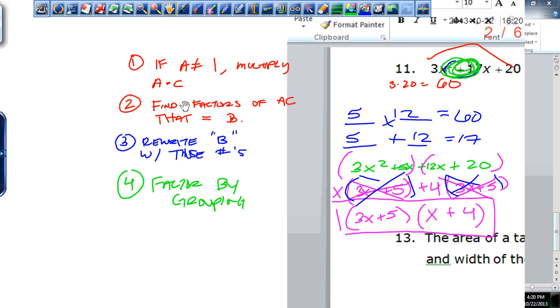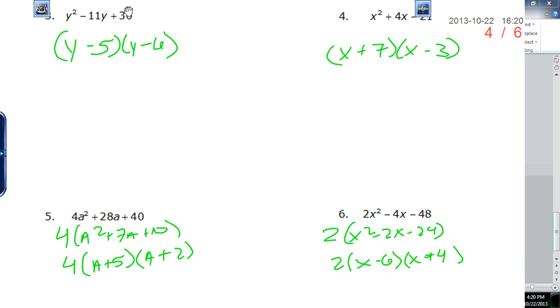Now we're going to be doing if A does not equal 1. So we're first going to multiply A times C, find the factors of AC that equal B. We're going to rewrite B with those numbers. We're going to factor by grouping. So I'm going to go ahead and do those examples there, and we'll kind of walk through each step. So be sure that you pause it so you can write it all down.